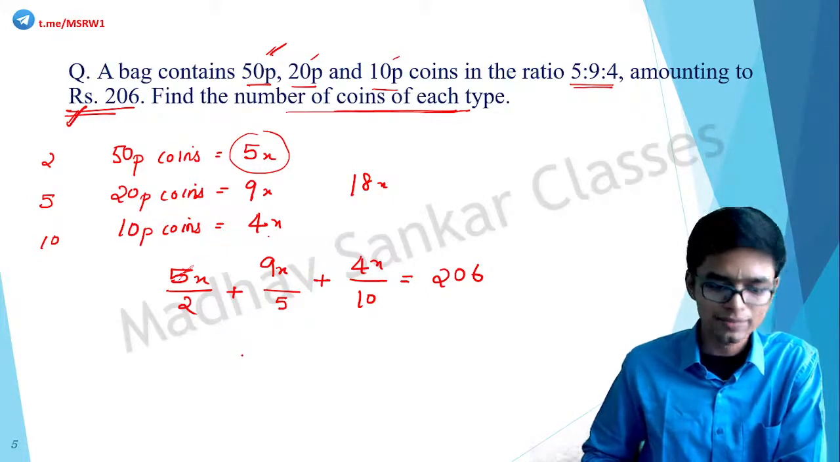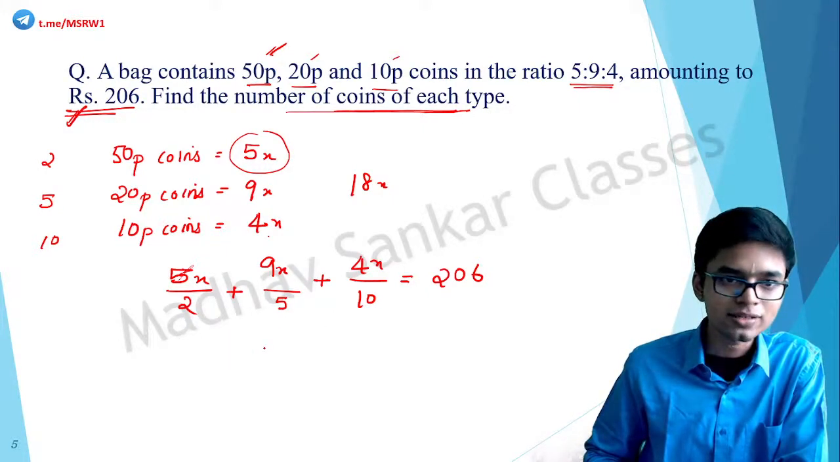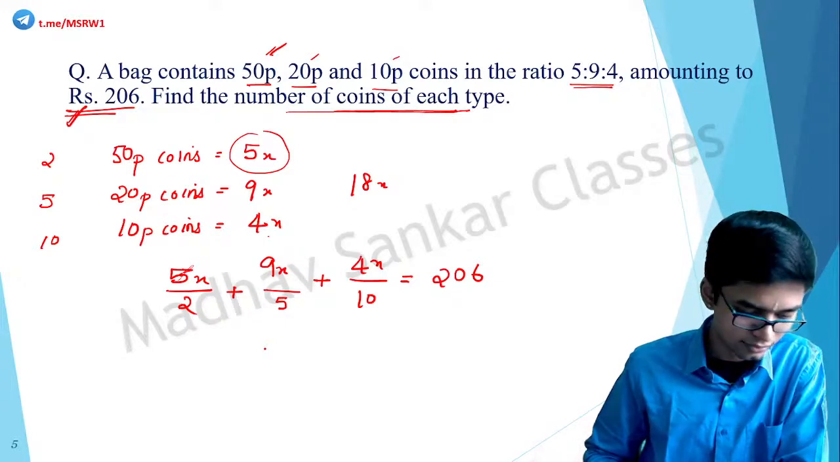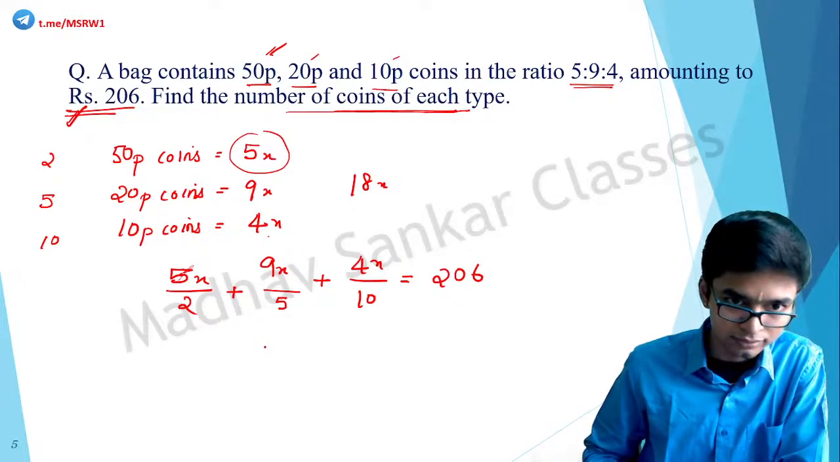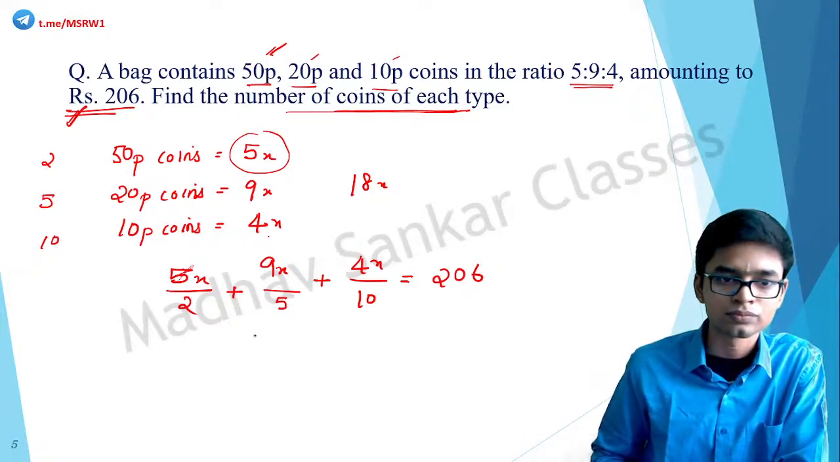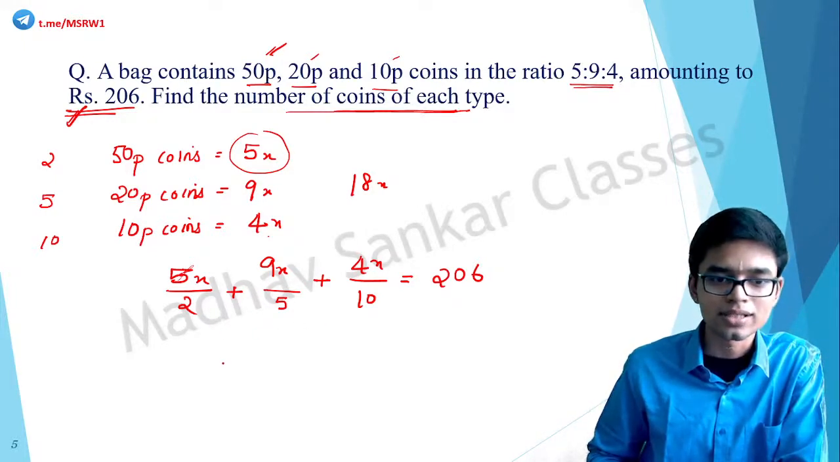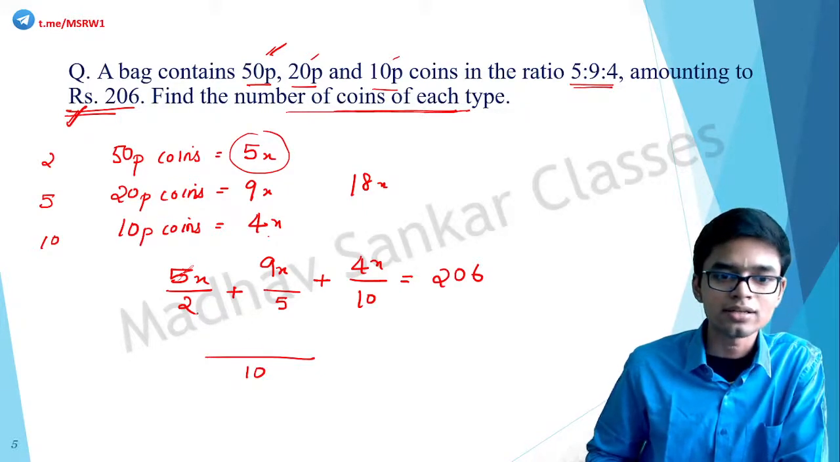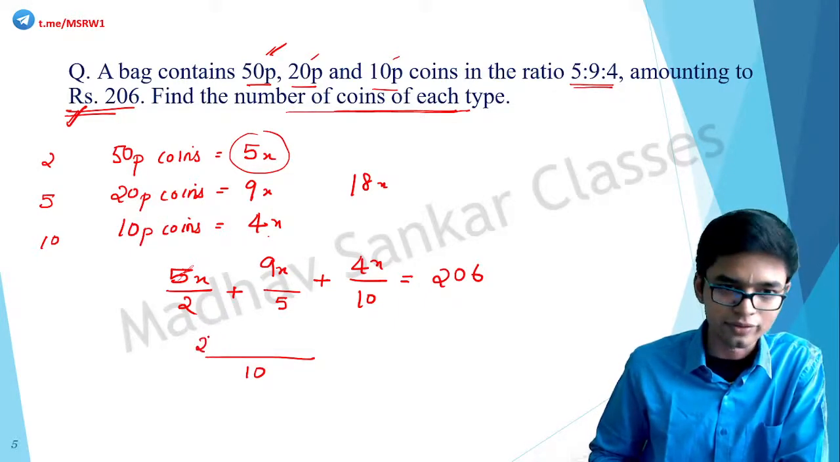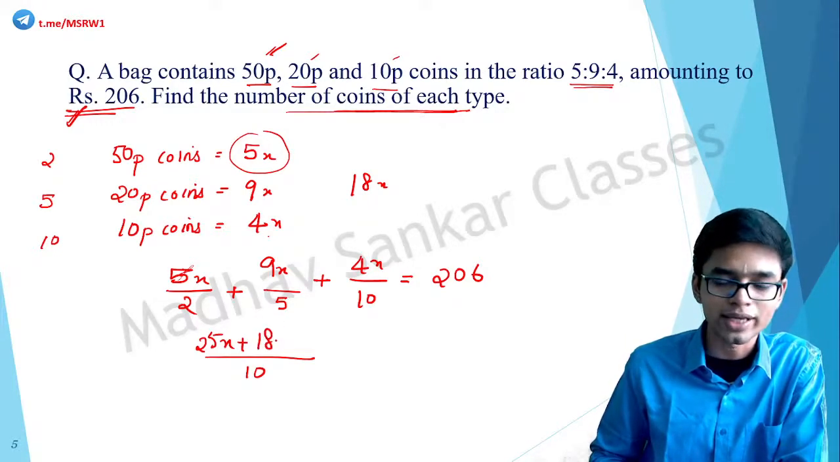What is the LCM? Have I made any mistakes? No, right? I hope I have not made any mistakes. If I have made any mistakes, please let me know. So LCM is what? 10. Okay, so 10 divided by 2 is what? 5. So 5 into 5, 25. Plus 10 divided by 5, 2 into 9 is 18, plus 4x.